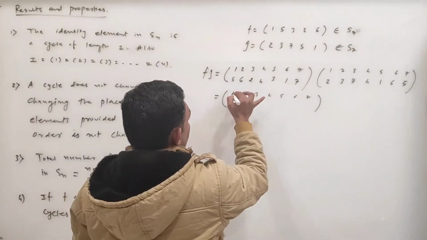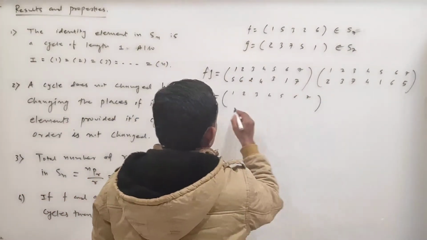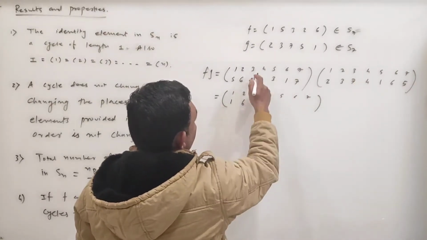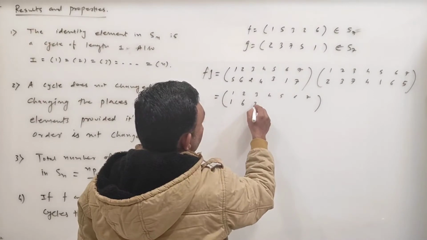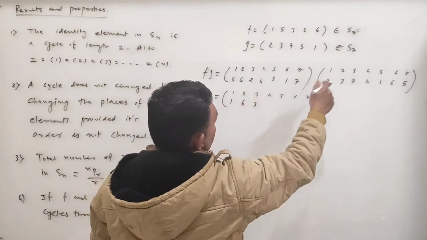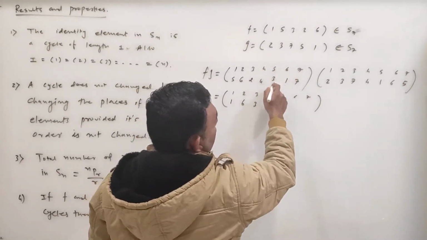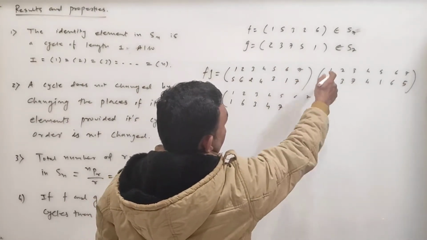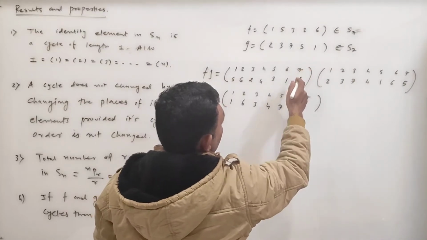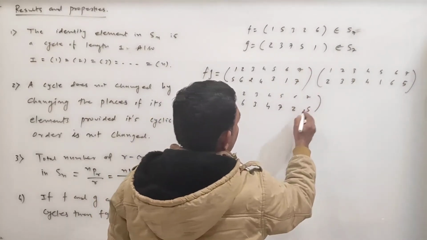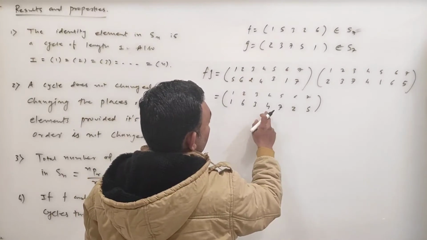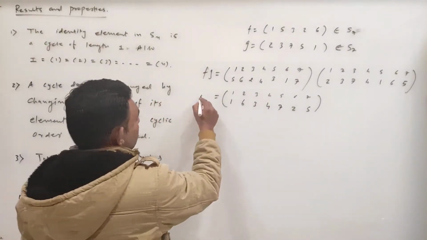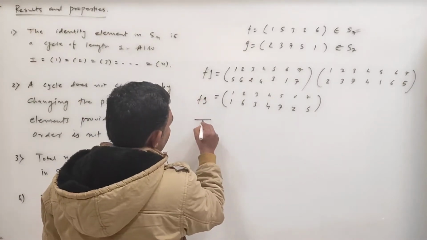Okay, for 1 goes to 5, 5 goes to 1, 2 goes to 6, 6 goes to 6, 3 goes to 2, 2 goes to 3. Now for 4, 4 goes to 4, 4 goes to 4. For 5, 5 goes to 3, 3 goes to 7. For 6, 6 goes to 1, 1 goes to 2. And for 7, 7 goes to 7 and 7 goes to 5. And let us verify 1 2 3 4 5 6 and 7. Yes, so we have this F into G. But now the second way is what?